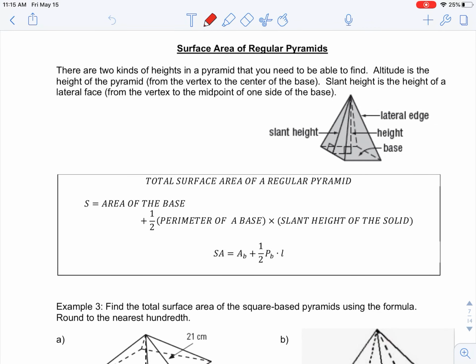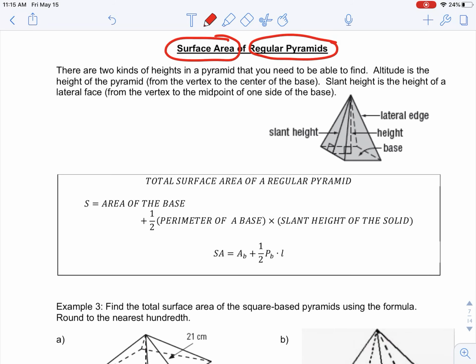Here we go. So now we are on pages 7, 8, and 9 that we're going to work through now. So more formulas for surface area. We're still finding surface area, but now we're going to do them in terms of pyramids, okay?